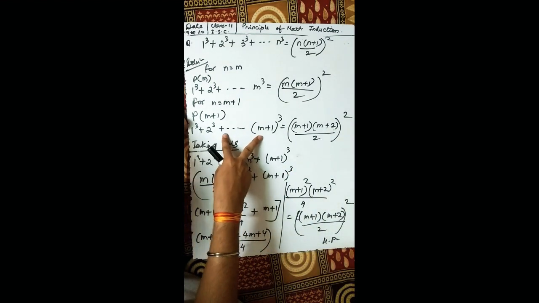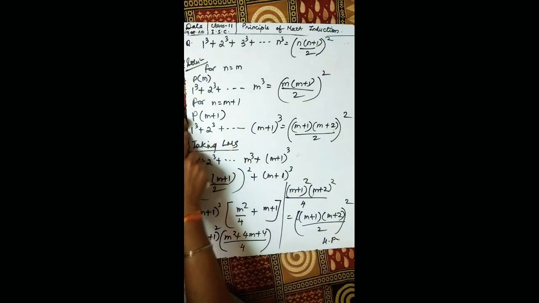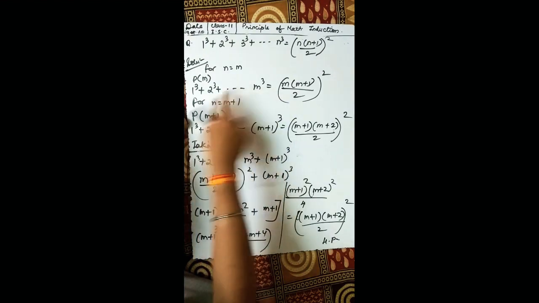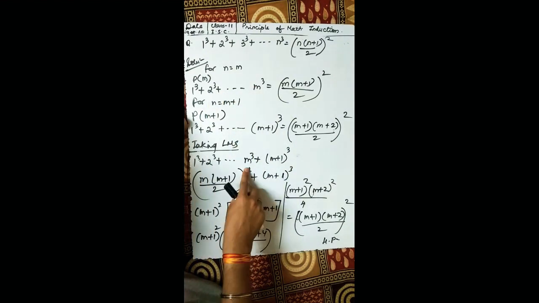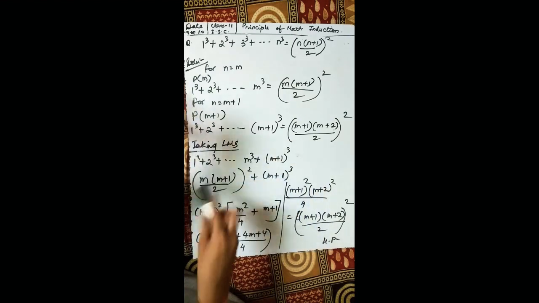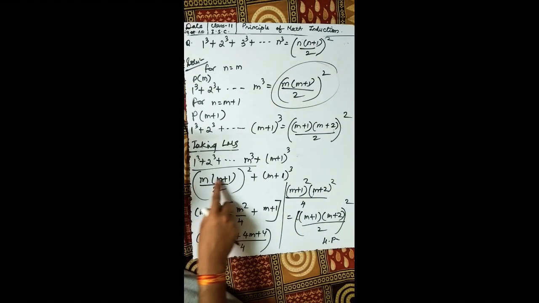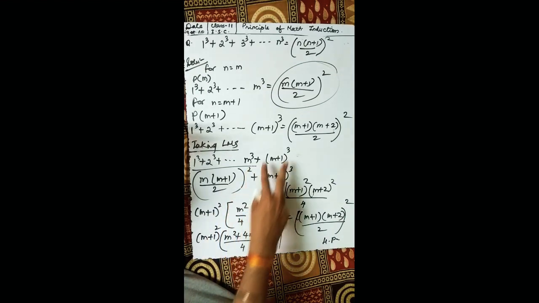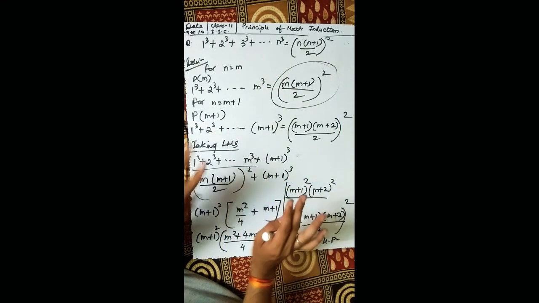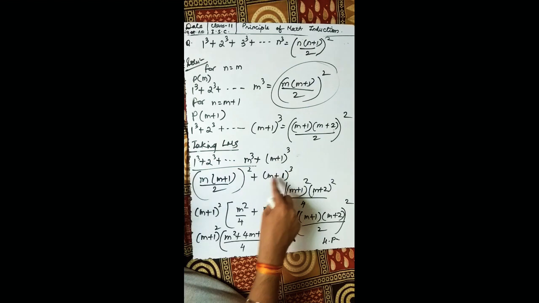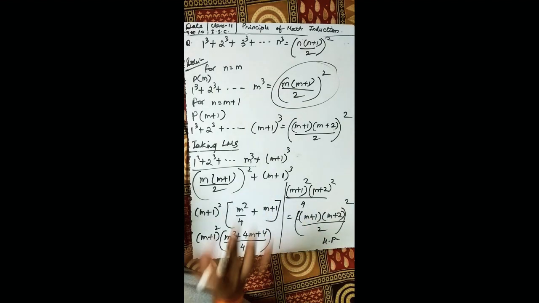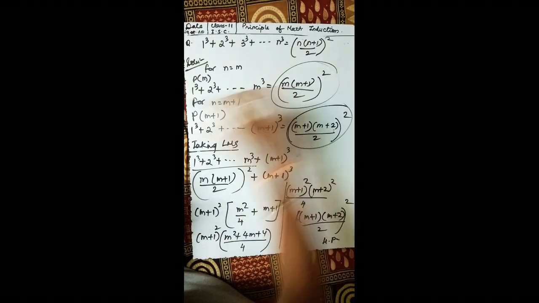Taking LHS, this step can be written as this: 1 cube plus 2 cube plus, what will be the preceding step? This m cube, and m plus 1 the whole cube. Now in place of this step, you can write this one. So m plus 1 upon 2 the whole square plus m plus 1 the whole cube. Now don't make it complicated by applying the a plus b the whole cube identity here and here also. You will be very confused. You just see what you want to prove. You have to prove this now.